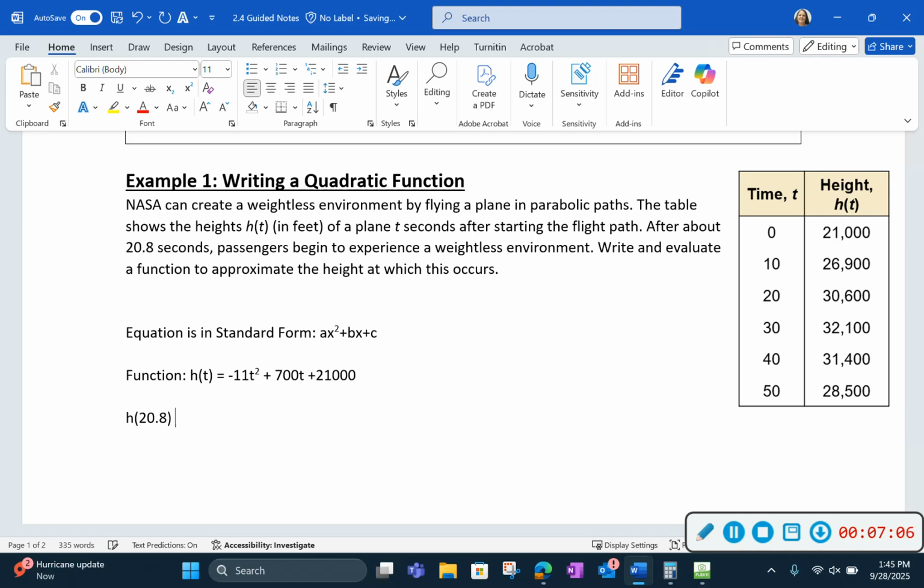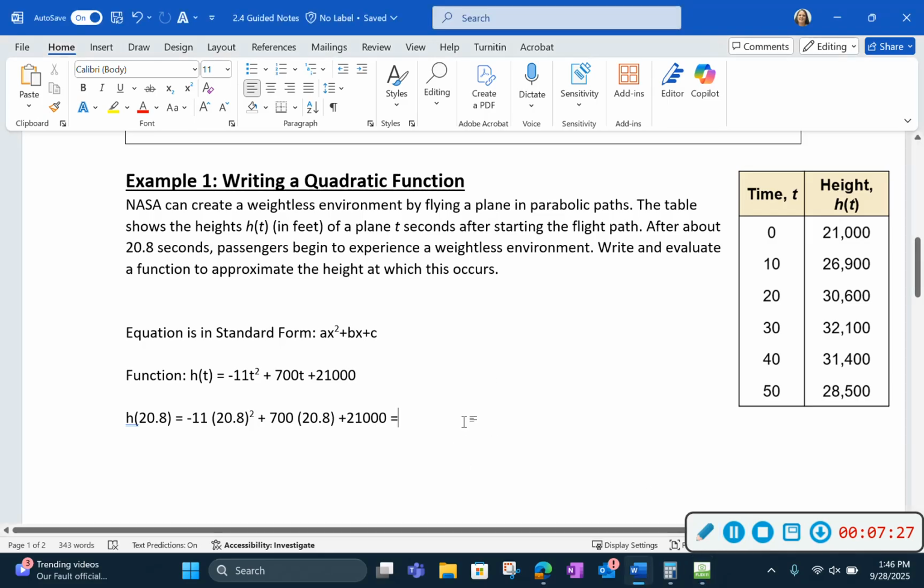So by now you guys should know that yes, we could plug in 20.8 here. So go ahead and you could do that now. You can plug in your 20.8, go through here and solve to see what you get. So you should have gotten that this equals approximately 30,800.96. So what does this mean?